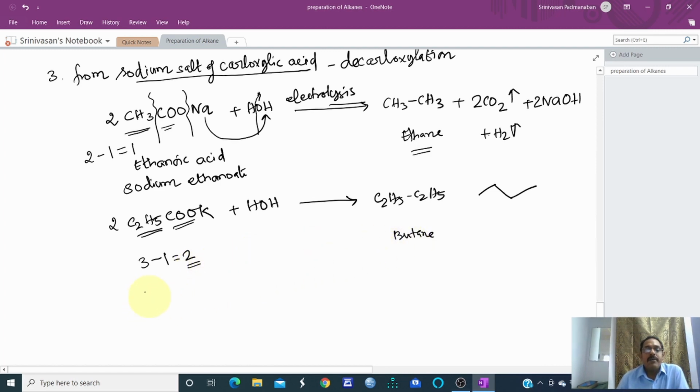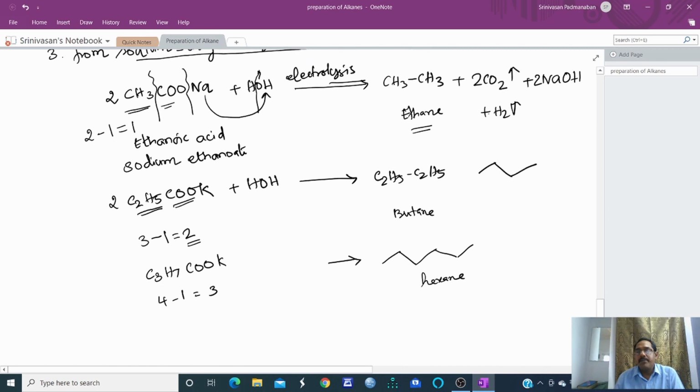Suppose you are going for a 4 carbon system, C3H7COOK, which means potassium butanoate. So this is a 4 carbon system. 4 minus 1, effectively we will be having 3. So if you take a 4 carbon system, what will we have? Twice 3 will be formed, and twice 3 will be like this: 1, 2, 3, 4, 5, 6. So hexane will be formed. As in the Wurtz reaction, here also dimerization takes place.